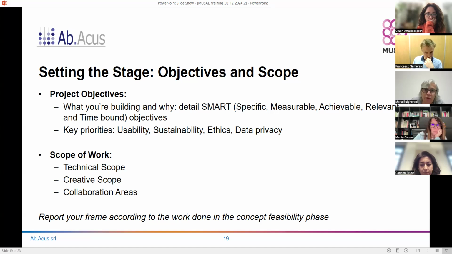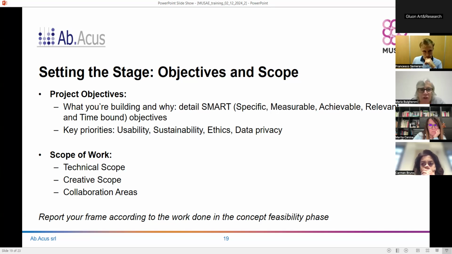If you go for a user study, you may use some of the tools that Francesco was introducing. You have to be sure that you are able to achieve them, and to achieve them in the time boundary you have to respect. In this case, you will have 6 months, more or less. And they should be relevant.